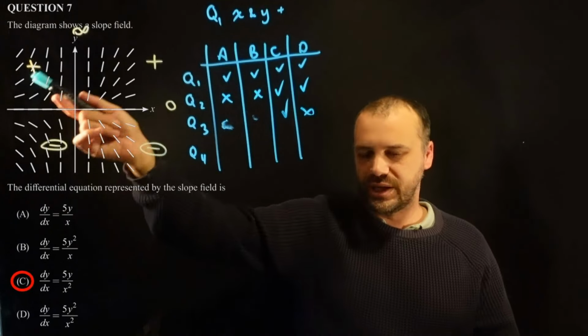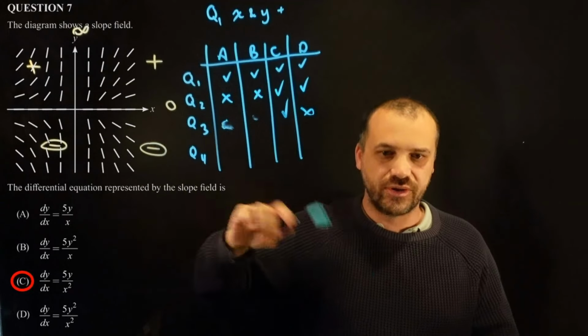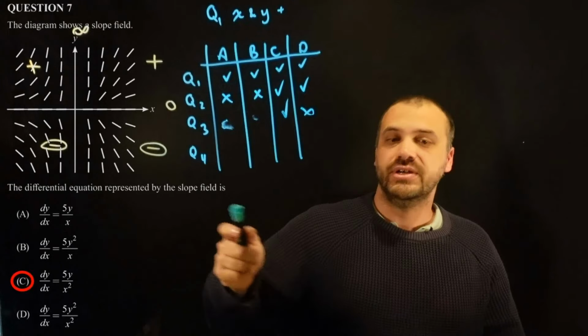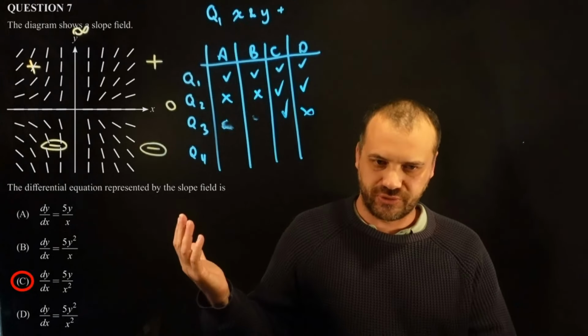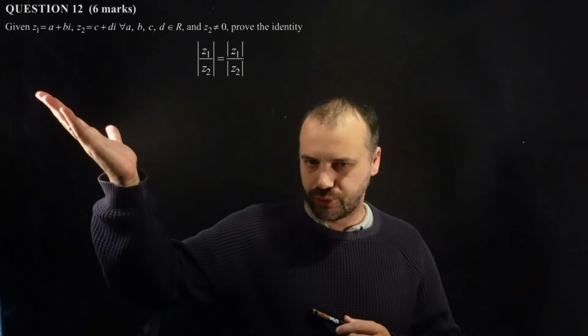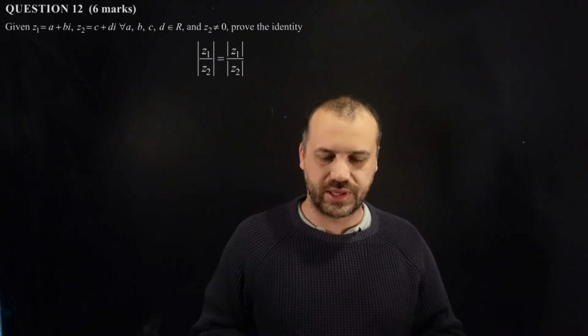Do we know exactly any of these values? No, but knowing whether they're positive, negative, zero, or infinity is enough to get this job done. Almost forgot. Next question. So a wonderful little proof here using complex numbers.